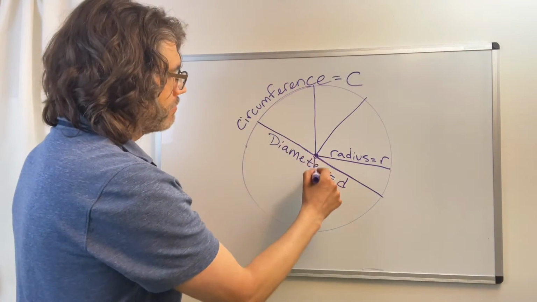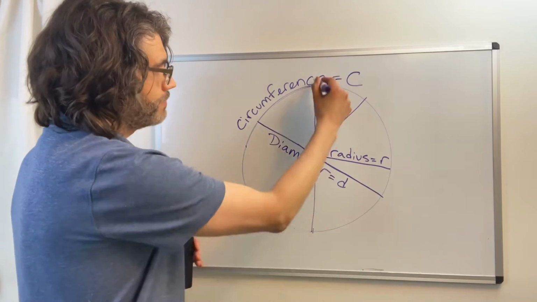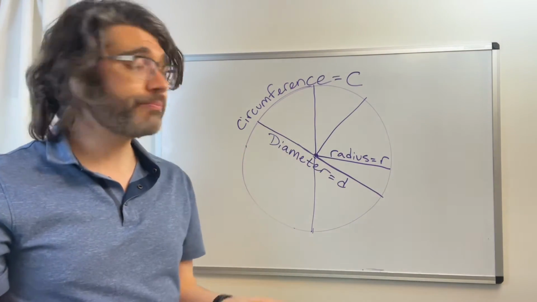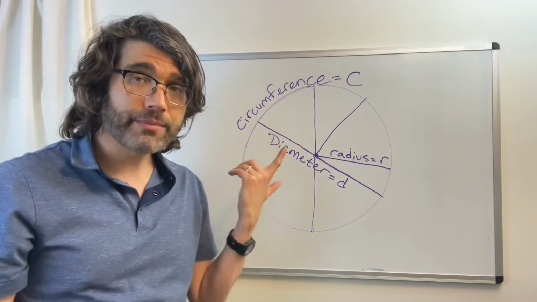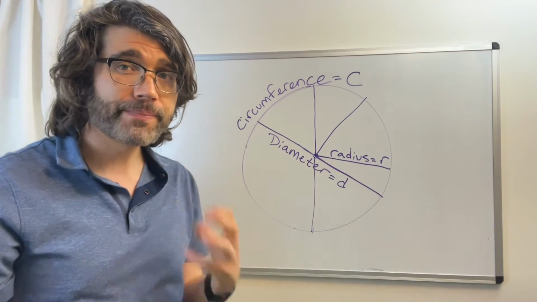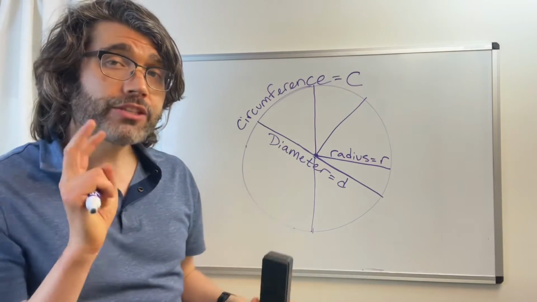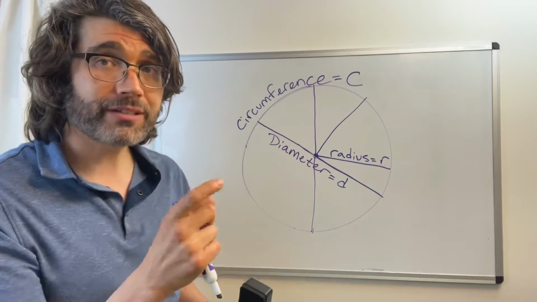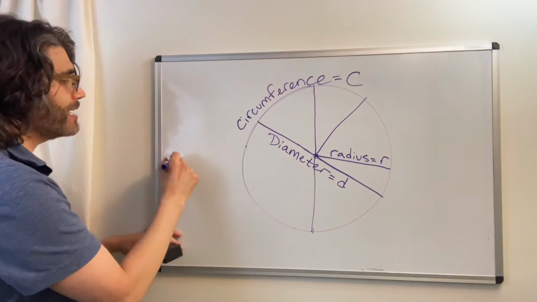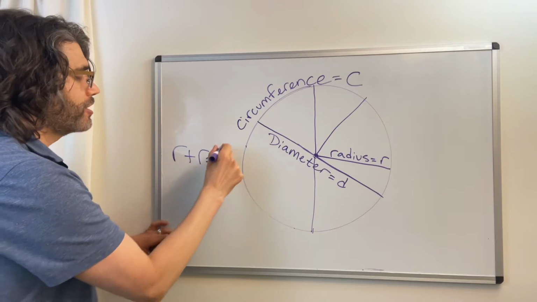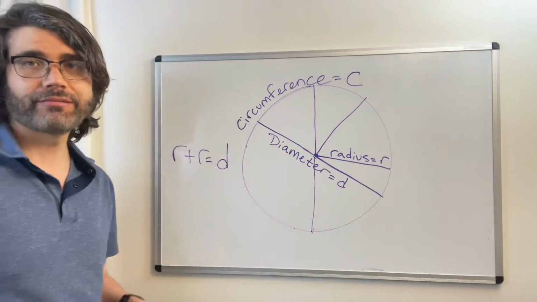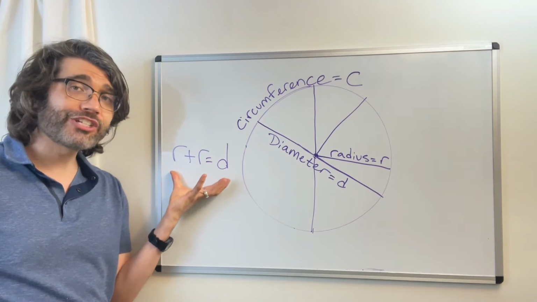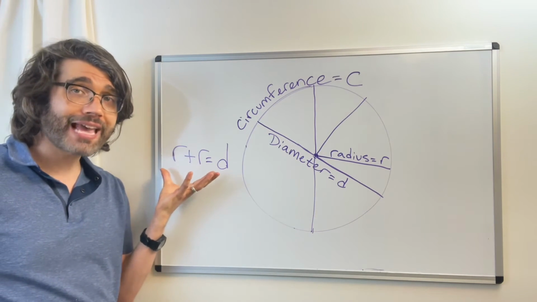All of this is the diameter. Do you notice a relationship between a radius and the diameter? Do you notice a relationship? It takes 2 radii to make up 1 diameter. So if you add a radius plus another radius, you get a diameter. So this is a formula, and I want us to understand how this happened.